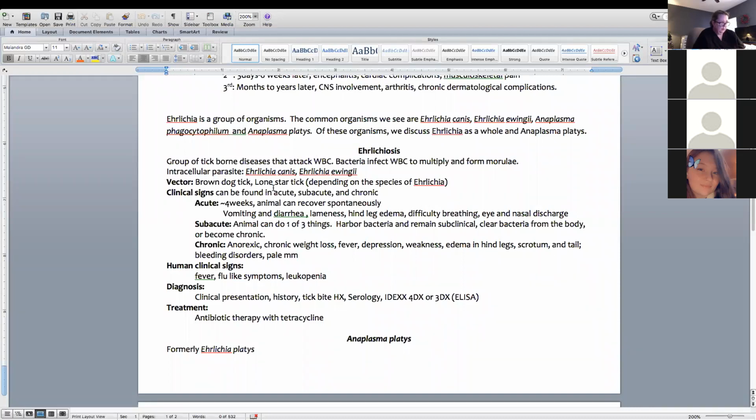Now, if we're finding one of these, it says what is the most common laboratory finding. We're looking for a low white blood cell count. Because it can infect and destroy white blood cells, we're talking about leukopenia.